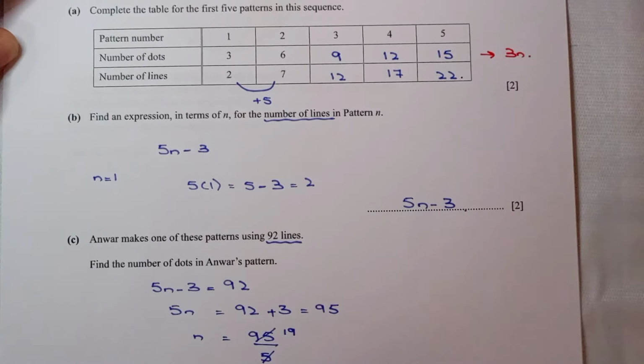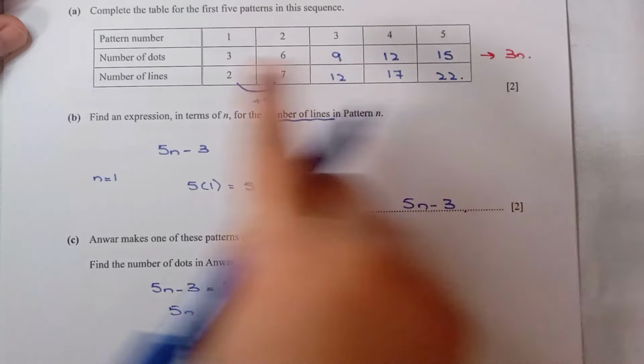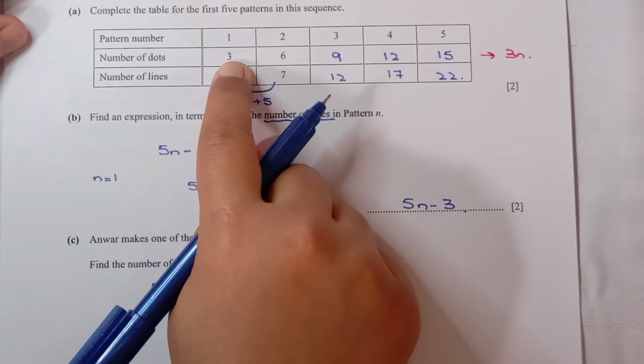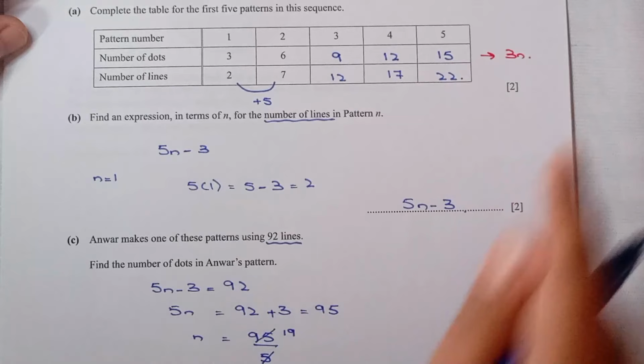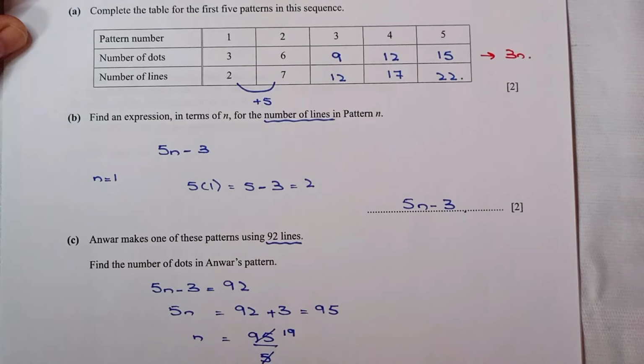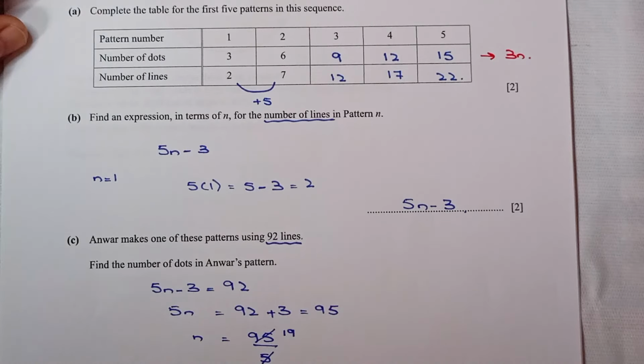So this is a pattern number, right? As we can see, when the pattern is 1, the number of dots is 3. For 2, this is 6. So it is times by 3. So when the pattern number is 19, we need to find the number of dots. So it would be 3 times 19. We will get the number of dots, right?